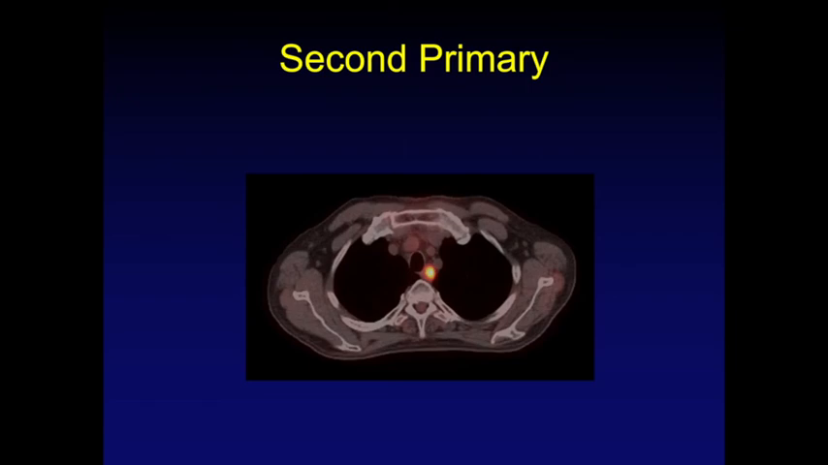Second primaries are so common in patients with head and neck and lung cancers. We've always got to be on the lookout for a metachronous primary tumor when we're looking at surveillance scans. For example, this is a patient who had a squamous cell carcinoma of the oropharynx and on post-treatment scanning presented with this adenocarcinoma of the thoracic esophagus.